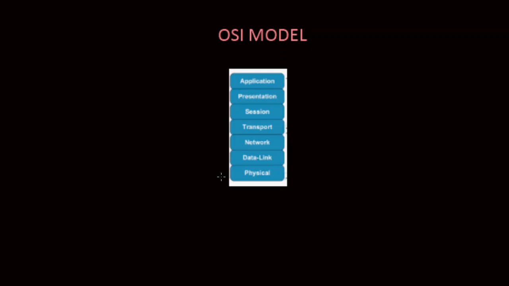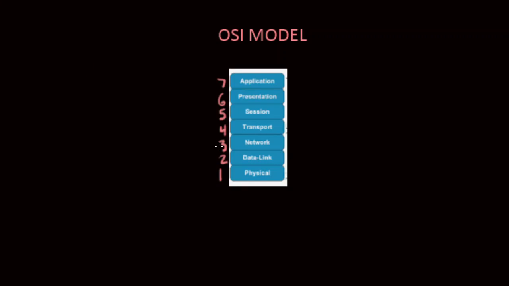The weird thing is, since it's from the top to bottom, it's actually numbered different. It starts from the bottom. So this would be layer 1, this would be layer 2, layer 3, layer 4, layer 5, layer 6, and layer 7. The 7-layer OSI model. So let's go into what each layer does.